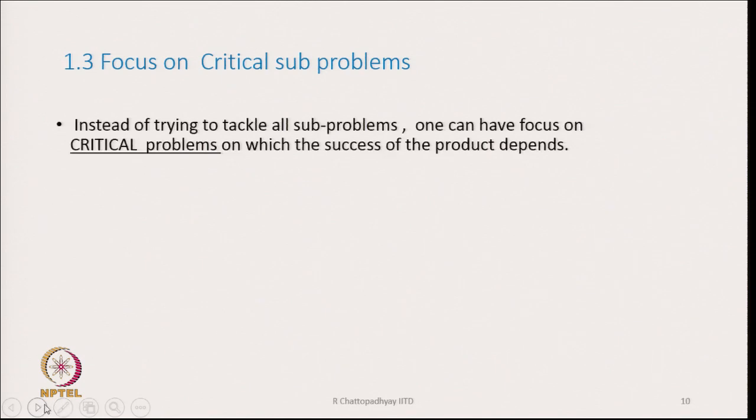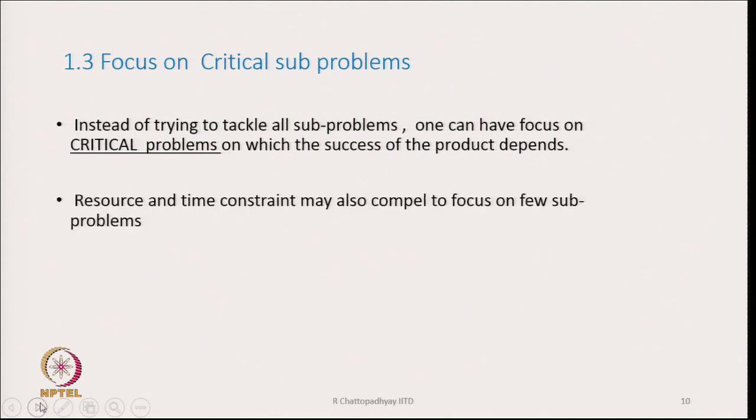Now, focus on critical sub problems. If we find that too many sub problems are there, we should only focus on those sub problems which are very critical in nature, the problems on which the success of the product depends. This will be known as critical sub problems. That means anything to do with the major performance characteristics of the product; these are critical in nature.